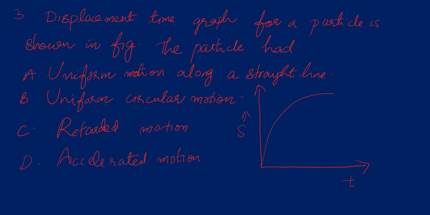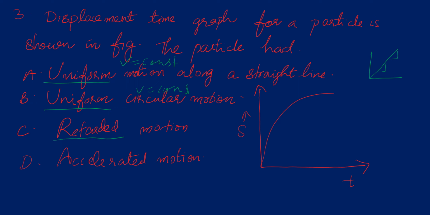Displacement time graph for a particle is shown in the figure. The particle had, options are uniform motion along a straight line, uniform circular motion, retarded motion, accelerated motion. See, in options A and B, uniform motion means velocity is constant. So the graph will be a straight line. Velocity will be the same anywhere. Slope will be constant.